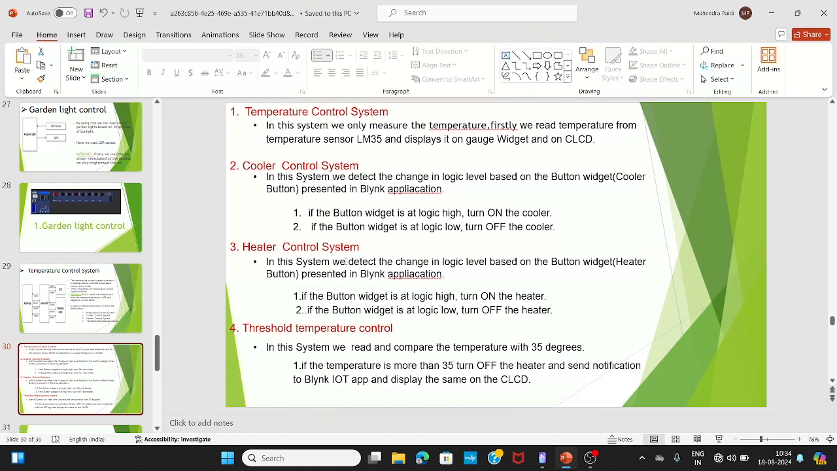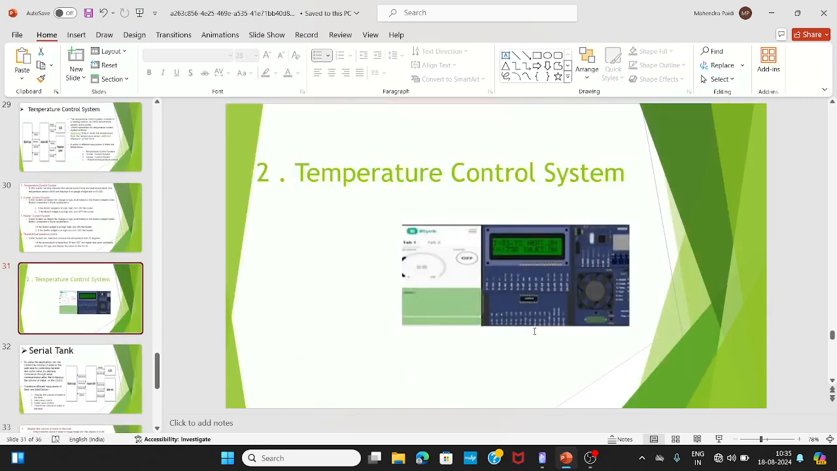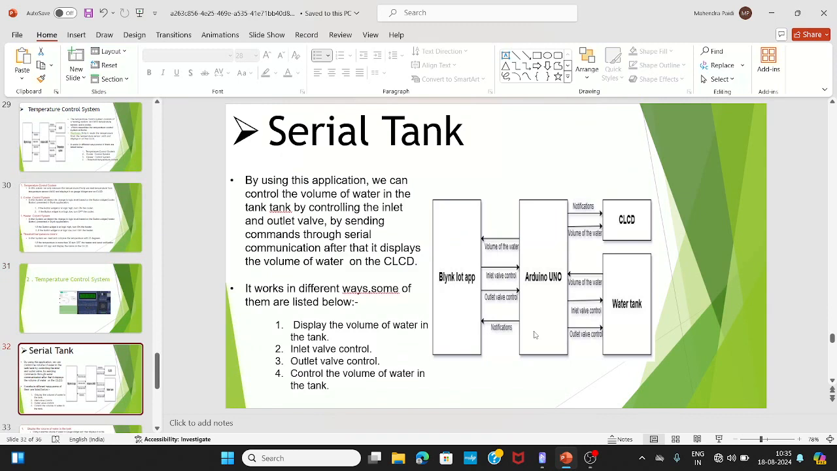Heater control system. In this system also, we detect the changes in logic level based upon the button widget presented in the Blynk application. If the button widget is high, turn on the heater. If the button widget is set low, turn off the heater. Next, this is the output of the temperature control system.